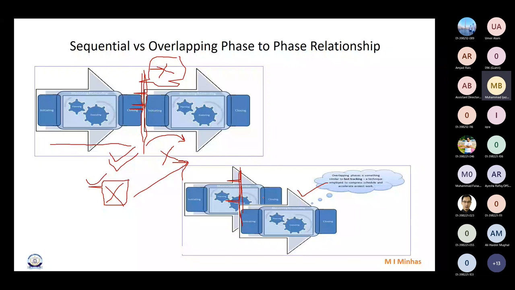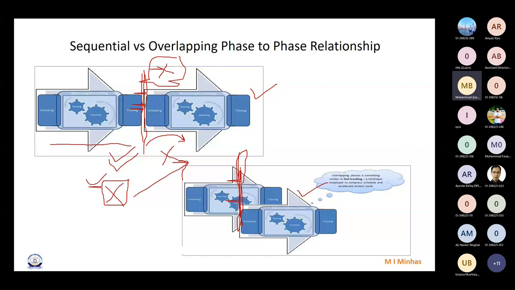In case of a sequential relationship, we cannot reduce the schedule. But in case of overlapping, you get a chance to reduce the schedule, to compress the schedule. This thing we will study maybe after the midterm as well. We call it schedule compression, the fast tracking technique. You can just write fast tracking down somewhere, and we'll study this in detail. We start doing activities in parallel to compress our schedule, to reduce our schedule, correct?